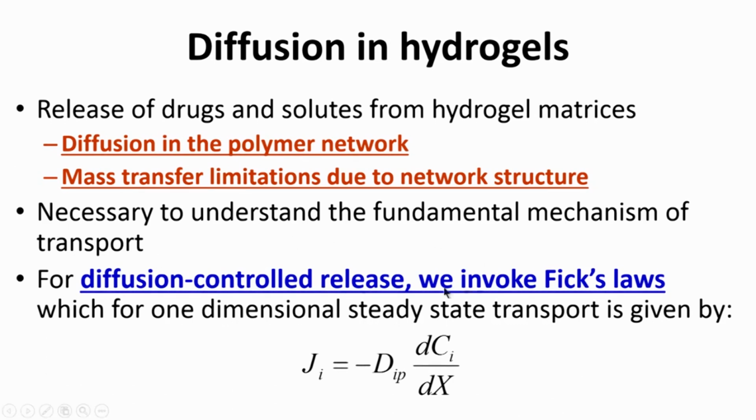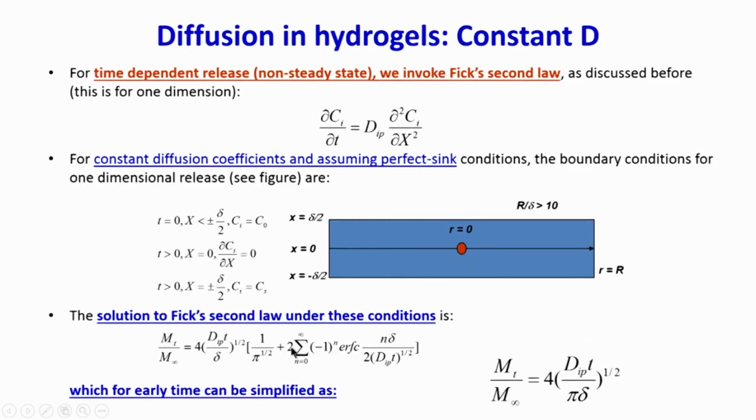So, if it is a diffusion controlled release, we can use Fick's law. We can write Fick's law where the flux is equal to the diffusion coefficient times the change in the concentration. That is to start with. So, for diffusion in the hydrogel, there is a constant D that we are going to consider.